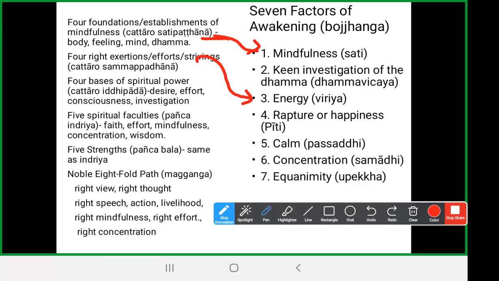Does it go anywhere here? Desire is chanda, no? Chanda is not energy. So where does it go? Okay, since it doesn't go anywhere. Okay, next one. Effort. Where does the effort go? Energy. Okay, effort is energy, right? Consciousness. Does it go anywhere here?